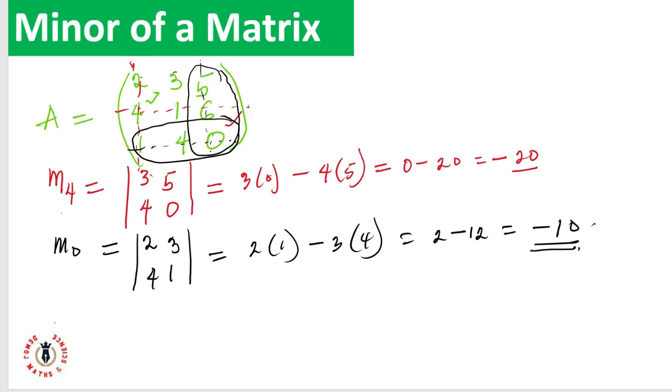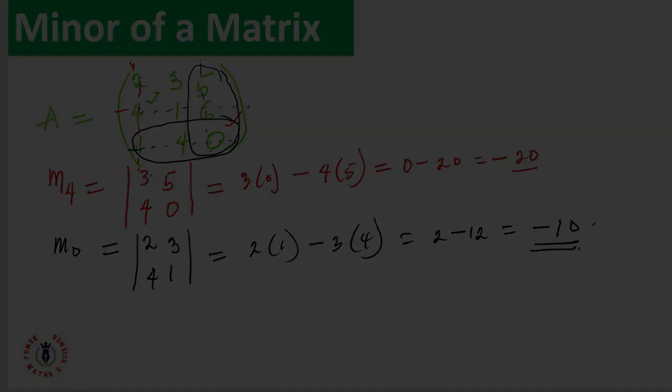Now we have seen how to find the minor of a matrix. Another closely related concept to the minor of a matrix is the cofactor of a matrix. Now let's see how to find the cofactor of a matrix. We'll still use the same set of examples.